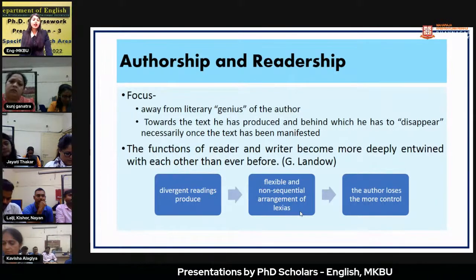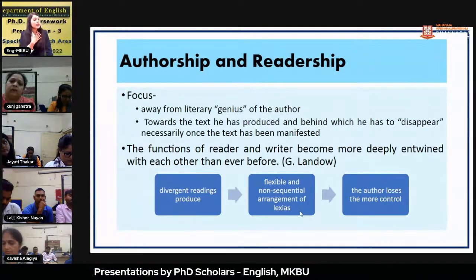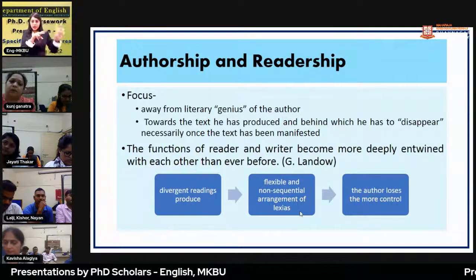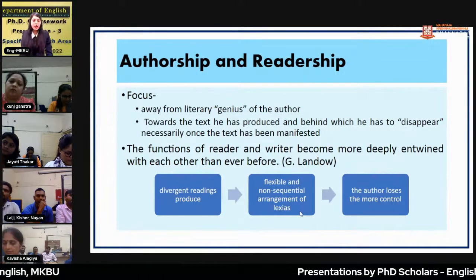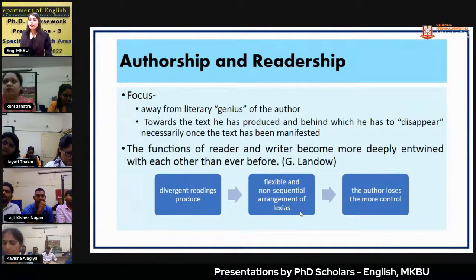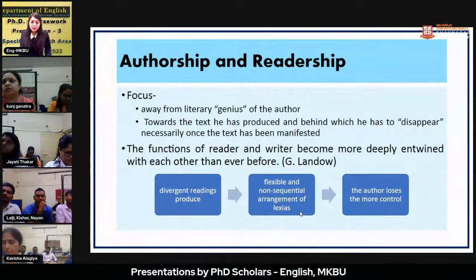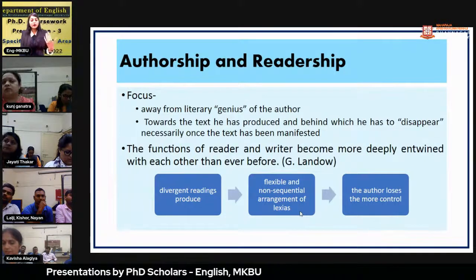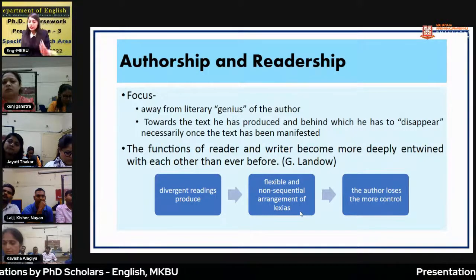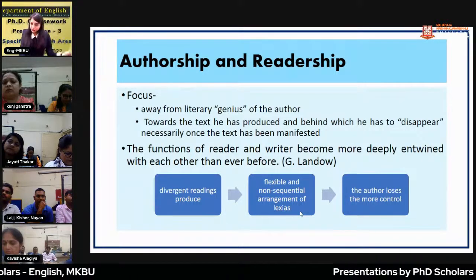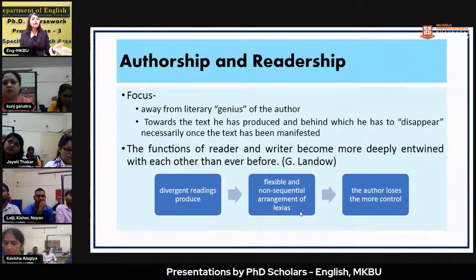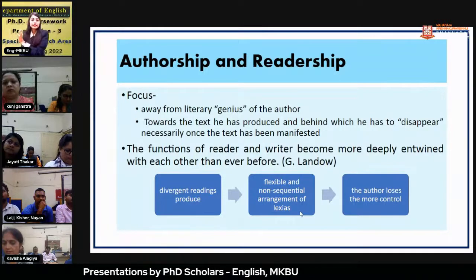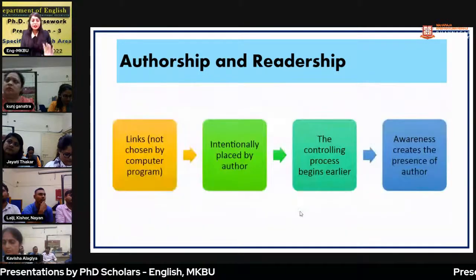So there are divergent readings produced. If I am reading a novel, hypertext fiction, then I am producing a divergent variety of interpretations. And the more flexible and the more non-sequential the arrangement of the lexias is, the more there is a chance that the author will lose control of the text. So this is how authorship and readership are connected.